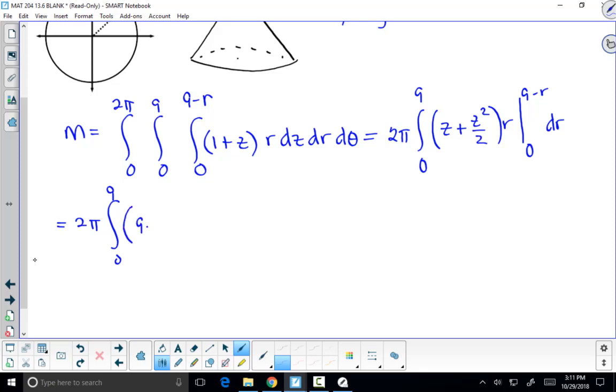So we have 9 minus r plus 9 minus r squared over 2. So then we do our regular foiling business. Multiply by r dr.